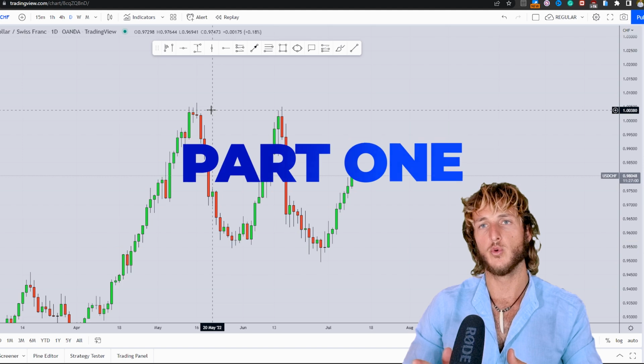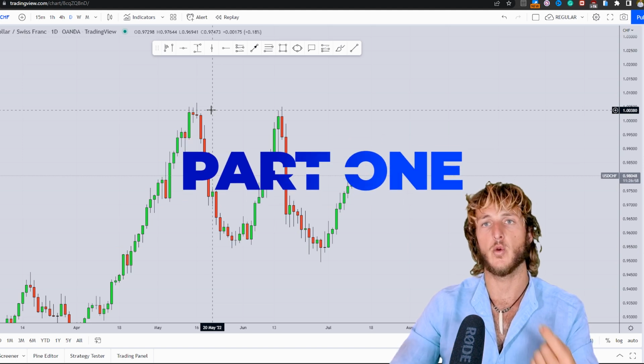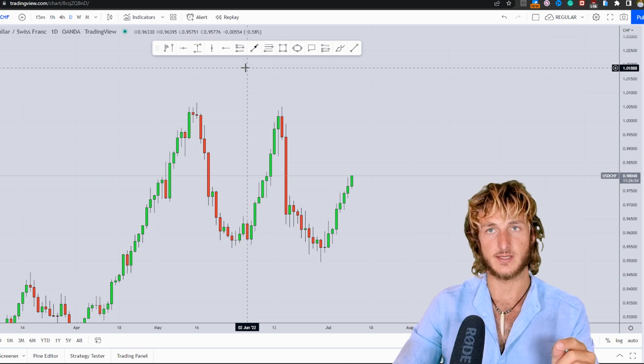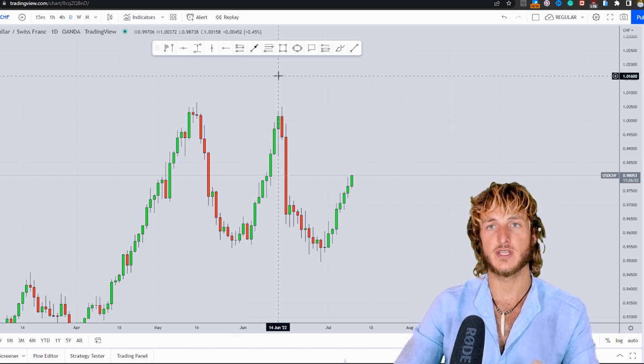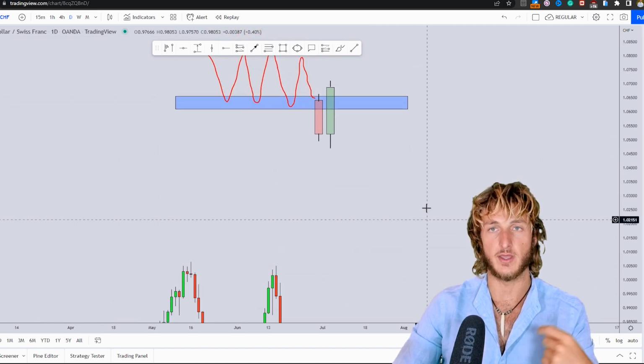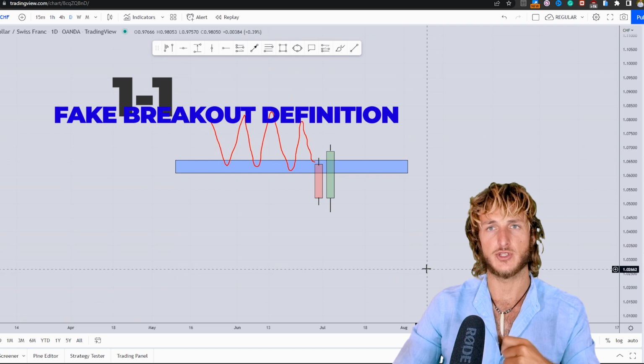Okay, so before we move to the actual charts and see how we can use fake breakouts to our advantage, let's move step by step. Let's first start with the definitions and the analytical concepts when it comes to fake breakouts. Starting from the definition of a fake breakout.